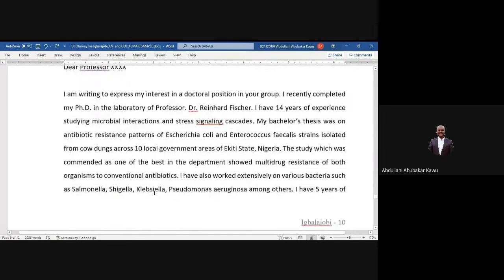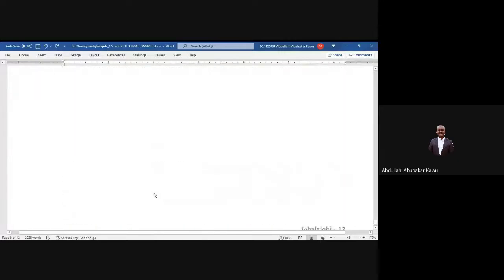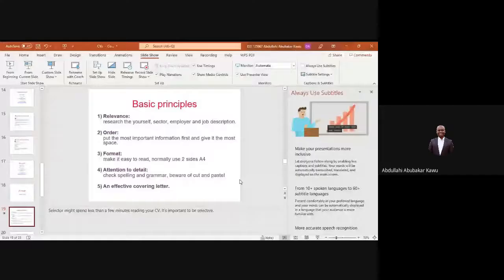So what follows is actually what we call a cover letter, but I wouldn't want to waste time on that since we have no time already. The only thing I would just say is, finally, we have looked at CVs, and these are the basic principles. You must emphasize relevance.